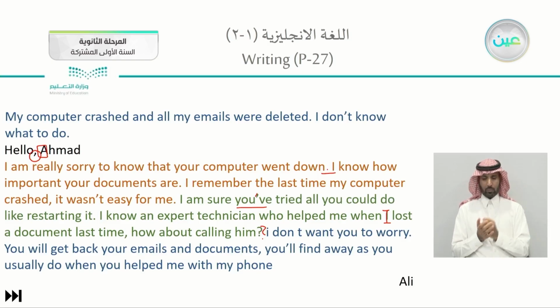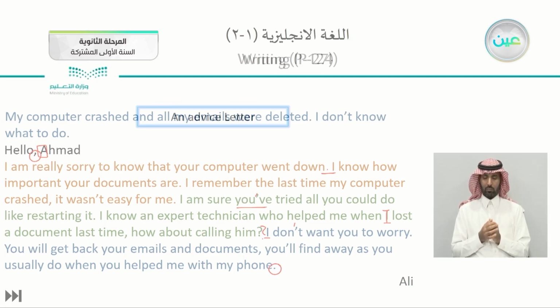I don't want you to worry. How can we correct this one? Capital I, don't, we will use an apostrophe. I don't want you to worry. Here, you will get back your emails and documents. You will find a way, as you usually do, when you help me with my phone. Then we're having the signature, Ali. You have to end up with a full stop in here.